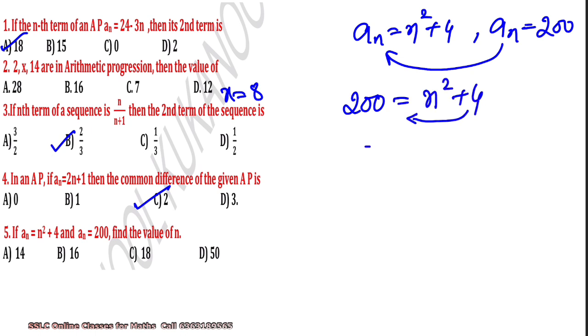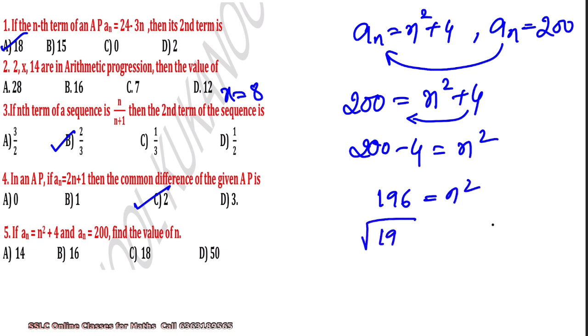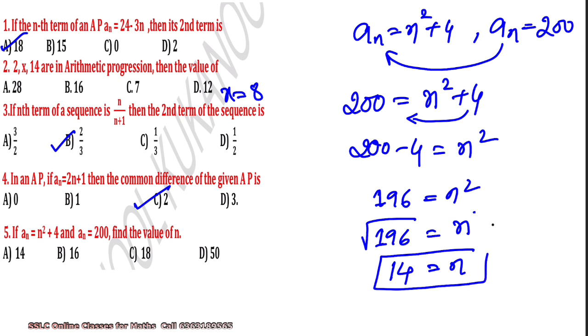Take this 4 here. It is 200 minus 4 equal to n square. 196 equal to n square. Taking square root on both sides. Square root of 196 is 14. Right, so the correct answer is 14 for us. Hope this is understood.